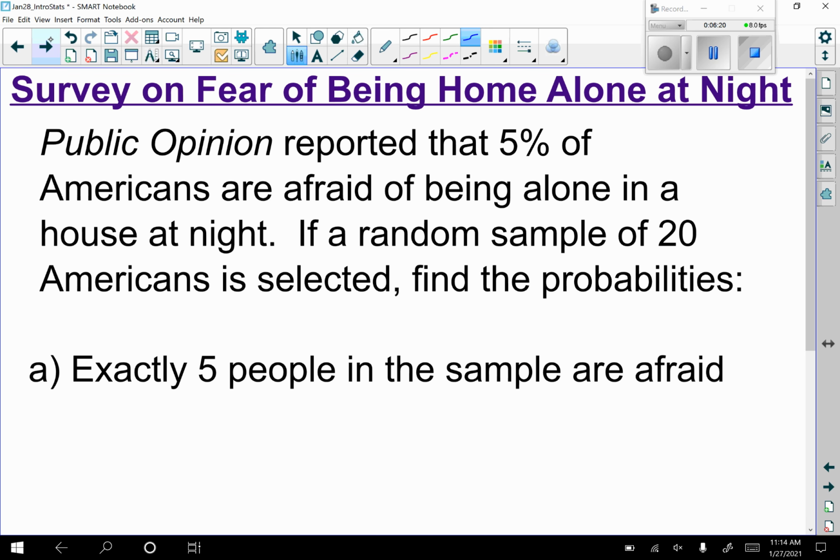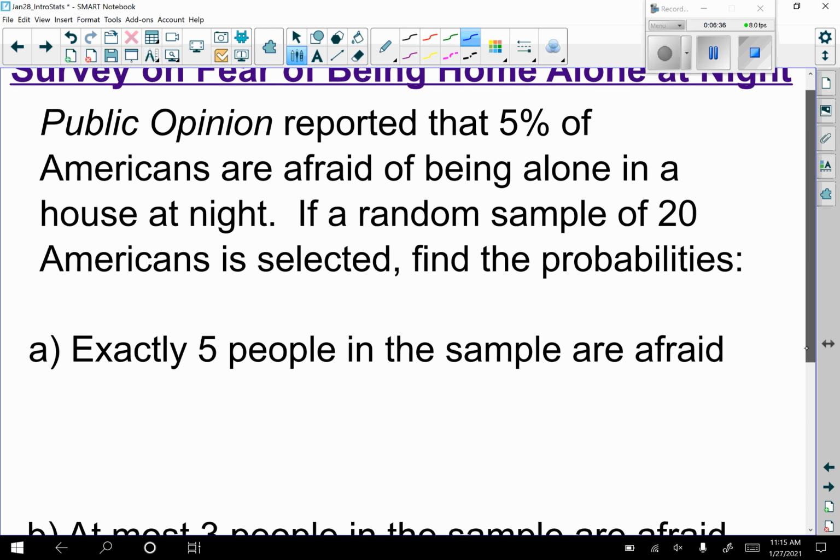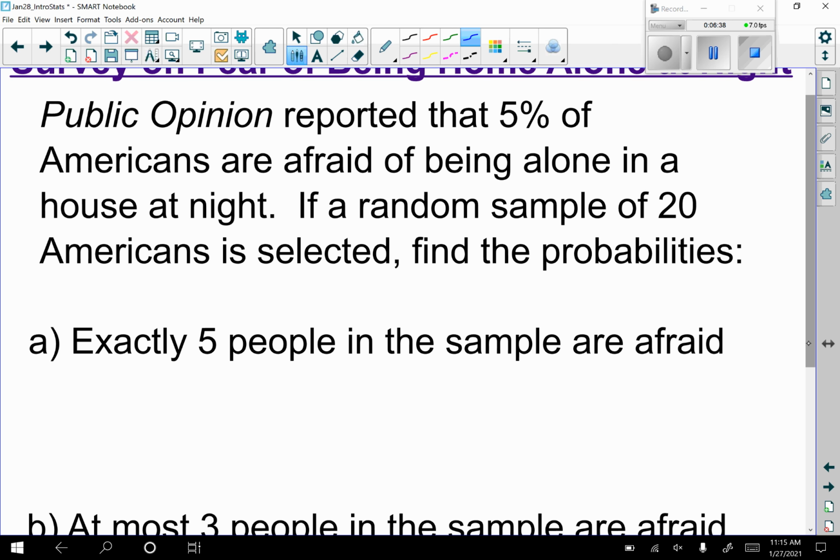All right, so let's use this on this next example as well. It's a survey on the fear of being home alone at night. Public opinion reported that 5% of Americans are afraid of being alone in a house at night. If a random sample of 20 Americans is selected, let's find these probabilities. So we're pretty much going to go through this the same way we just did the last example. We'll show what N, X, and P are, and then we'll just use the features on our calculator.